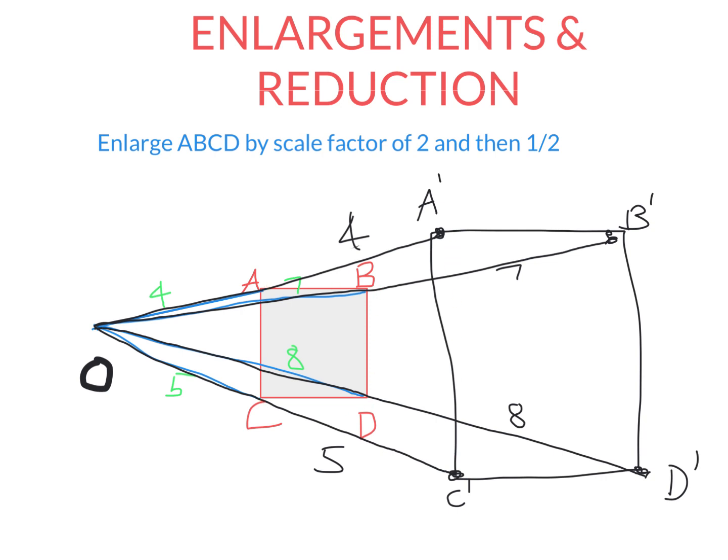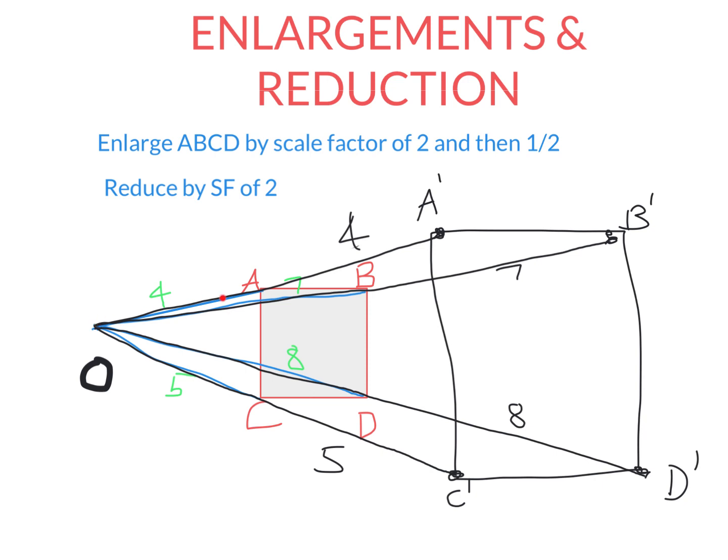Let's now enlarge by a scale factor of half. When we say enlarge by a scale factor of half, we're going to end up drawing a shape whose side lengths are half of each of these side lengths. So basically what we're doing is halving the shape, dividing it by 2. We're reducing the original shape ABCD by a scale factor of 2. We're going to follow the same process here, drawing a line from the center of enlargement to each vertex, but this time we're going to halve the distance.